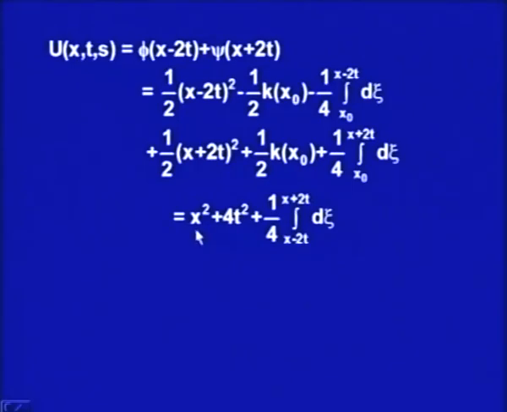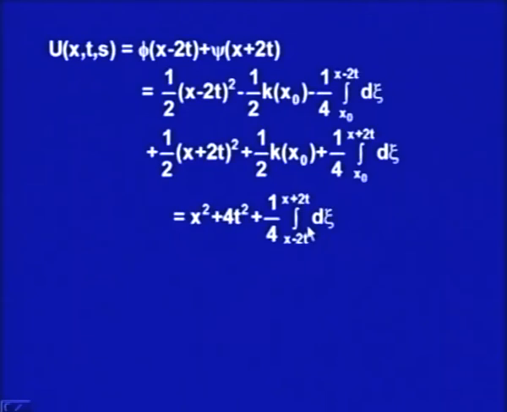So, it should be x square plus 4 t square, and this constant k would be cancelling out because the same constant appears on both this one and this integral that is from x naught to x minus 2 t, with a minus sign. I could write it as x minus 2 t to x naught. So, we finally get the integral 1 by 4 times the integral from x minus 2 t to x plus 2 t d xi. Now, evaluate this integral.